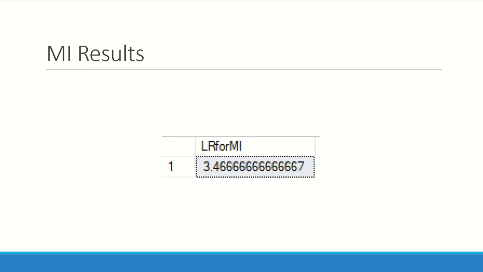Shown above is the SQL output for the MI likelihood ratio, which is 3.47.